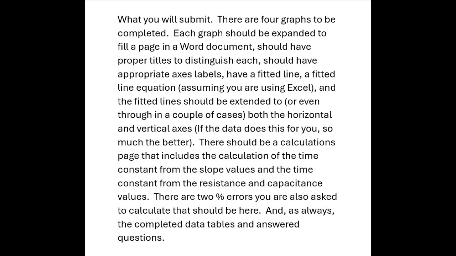There should be a calculations page that includes the calculation of the time constant from the slope values and the time constant from the resistance and capacitance values. There are 2% errors you are also asked to calculate that should be shown here as well. And as always, the completed data tables and the answered questions.